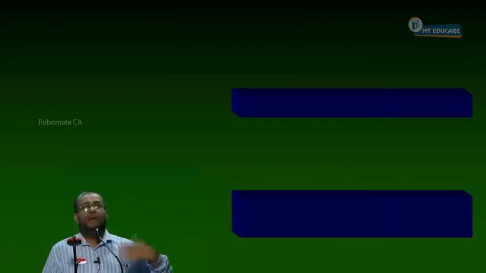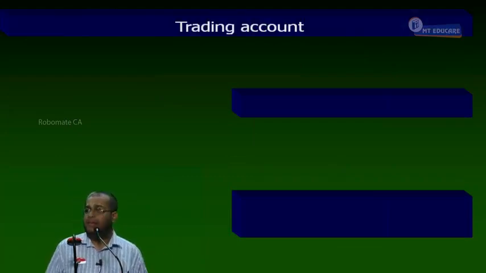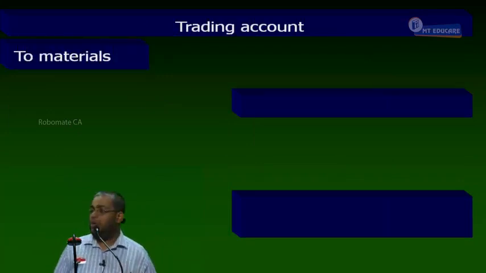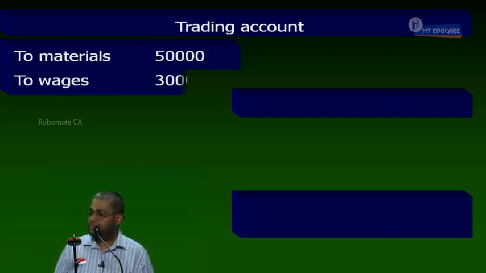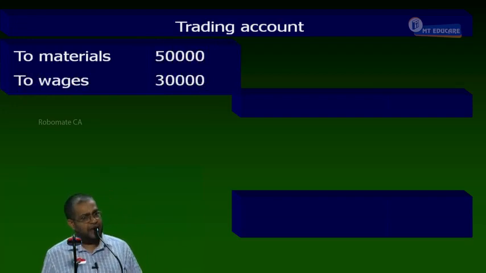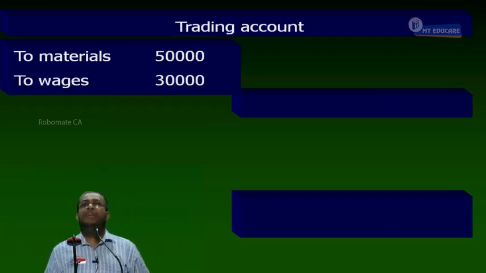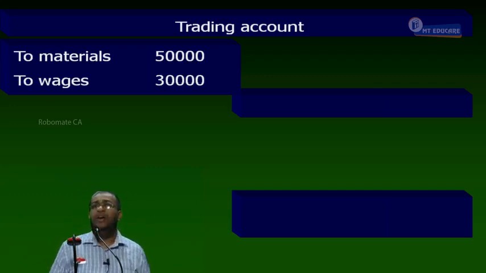Okay, see. Let us go back to our accountancy. What do you prepare? Trading account. Tell me, in the trading account, to materials, how much rupees? 50,000. To wages, 30,000. Right or not? No. Will it debit to administration expense or to selling expense? Why? All this comes in which account? P&L account.